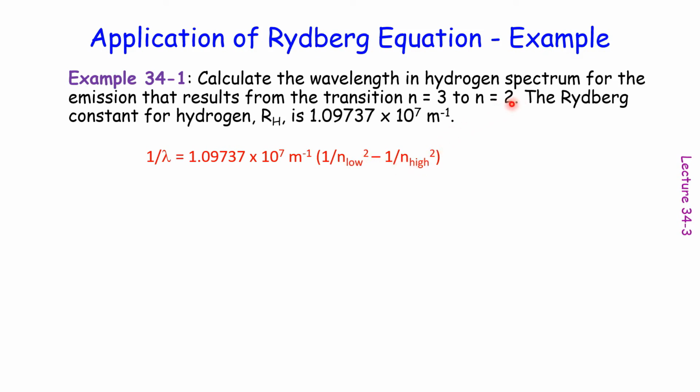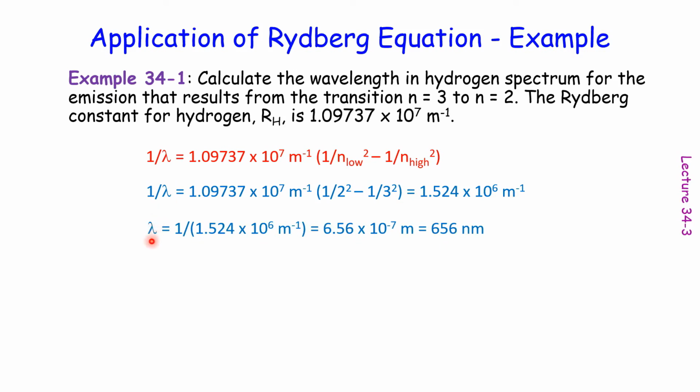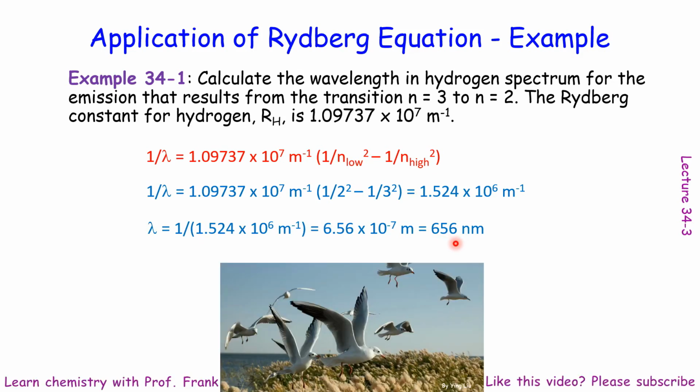And n low in this case is 2. Therefore, that should be 2 squared. And n high here is 3. So therefore, 1 over lambda equals 1.524 times 10 to the 6, 1 over meter. Then we should be able to find out lambda, that is actually 656 nanometers.